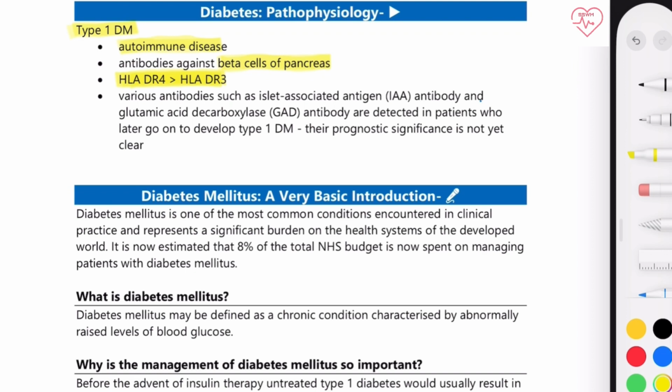Now what happens is there are some antibodies detected in patients who will later go on to develop type 1 diabetes, and that is IAA, which is islet associated antigen, and there is a GAD antibody, which is glutamic acid decarboxylase. These are detected in patients who will later develop type 1 diabetes mellitus. But their prognostic significance is not yet clear. Correct?